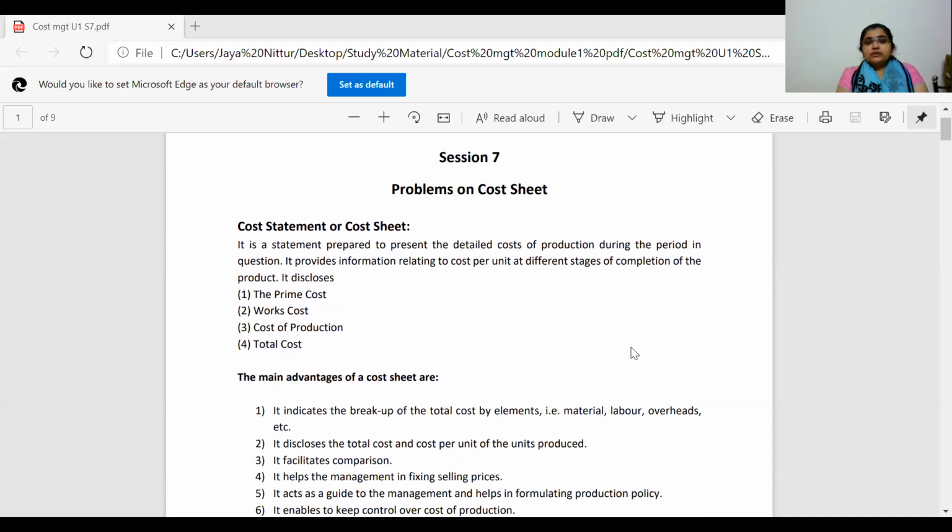A cost sheet or a cost statement is prepared to present a detailed cost of production during a period. It provides detailed information regarding cost per unit at different stages for the completion of a product, which may disclose the prime cost, works cost, cost of production, total cost or cost of sales, and then we make a comparison between the profit and total sales of a company. These are some advantages.